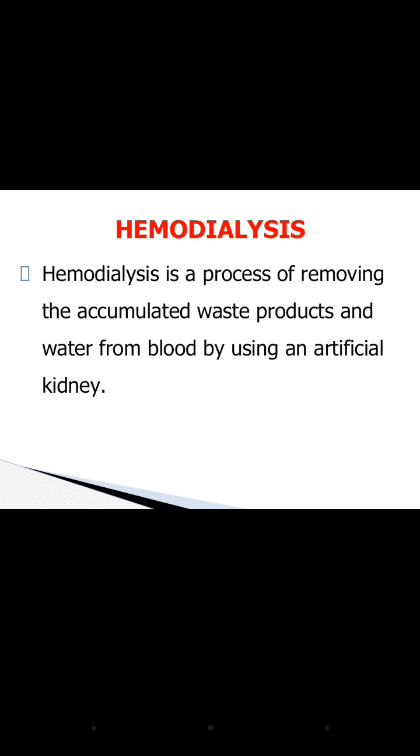So what is hemodialysis? It is a process of removing the accumulated waste products and the water from the blood by using an artificial kidney. In hemodialysis, the waste products and the excess amount are removed from the blood by using a machine, the dialysis machine. It is different from peritoneal dialysis in the sense that in peritoneal dialysis a peritoneal membrane is used, while in hemodialysis a dialyzer is used, which is usually made up of cellulose, and it is in contact with the patient's blood. That's why it is called hemodialysis.